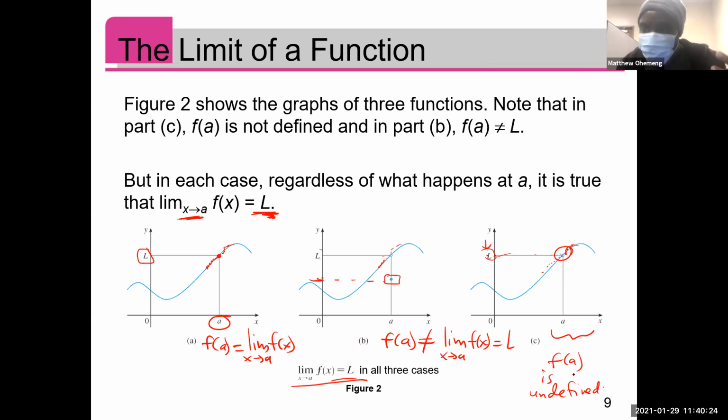However, the function is not even defined at A, right? So these three cases are telling us that when you're looking at the limit, you're looking at near, not exactly at the point. It could be that the function value at the point is the same as the limit. That's fine. But it's also possible that the function is not even defined at that point, and so the limit can be found. It's also possible that the function is defined, but it's different from the limit. But the emphasis is you're not looking at the exact point. You're looking at the neighborhood. So this is a very important conclusion. Are you okay with this?